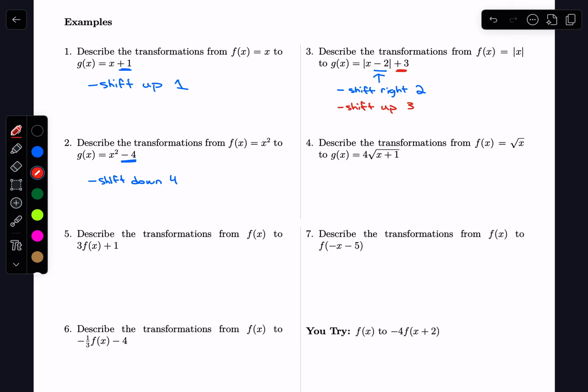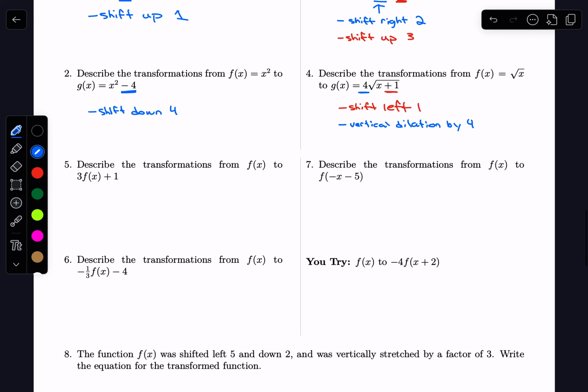The next one's going to show us the opposite direction for horizontal shifts. We have square root of x going to 4 square root of x plus 1. So the plus 1 on the inside is going to be a shift left 1, because it's plus 1 on the inside of the square root, so that's left 1. And the 4 in front is going to be a vertical dilation by 4, or by a factor of 4. That means that we are going to be stretching our graph by a factor of 4.